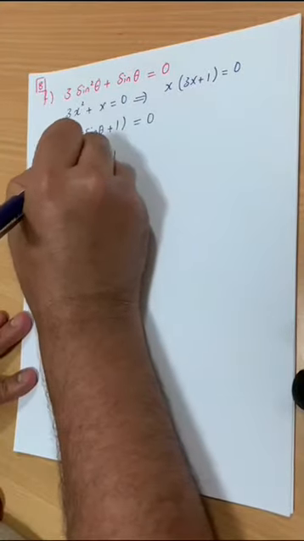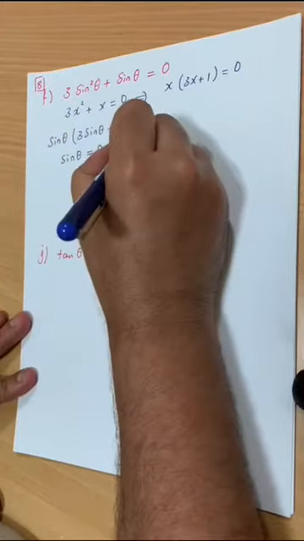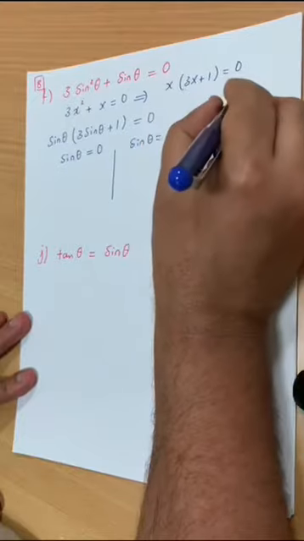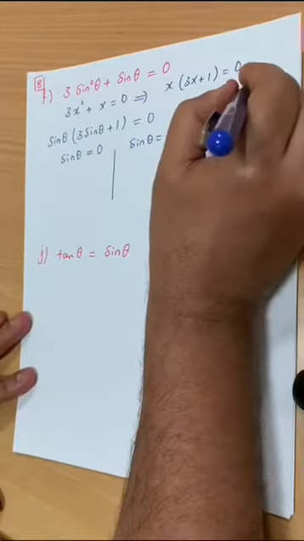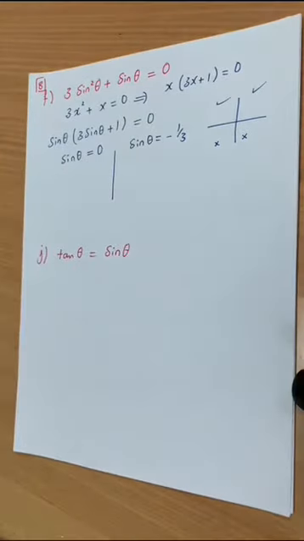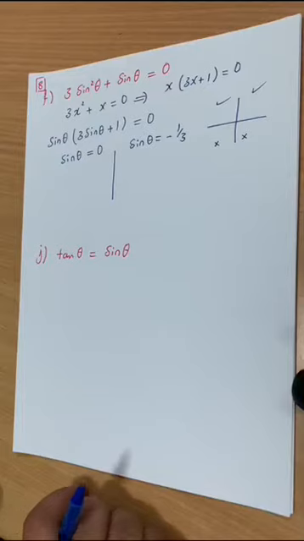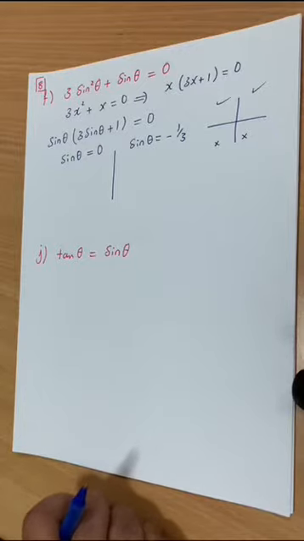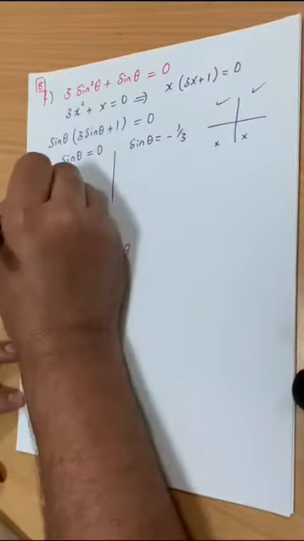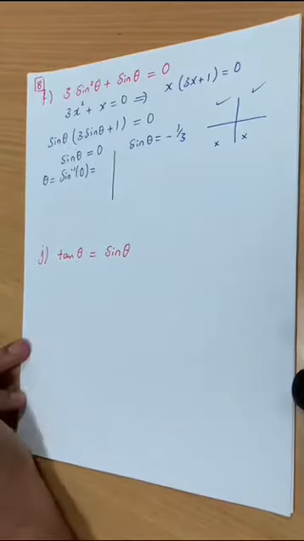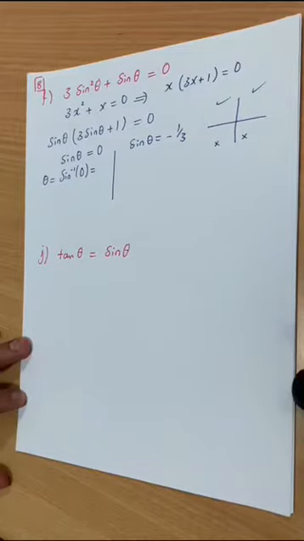Once sine theta equals 0 and once sine theta equals negative 1 over 3. Based on the given range, sine is positive in the first two quadrants and negative in the last two quadrants. But the point is, we couldn't say that 0 is positive because 0 is non-negative and non-positive. So what you're supposed to do, we have to find the reference angle, so theta equals inverse sine of 0. Inverse sine of 0 using the calculator.